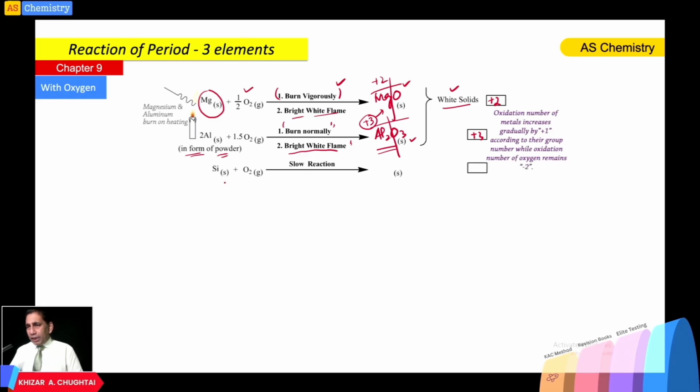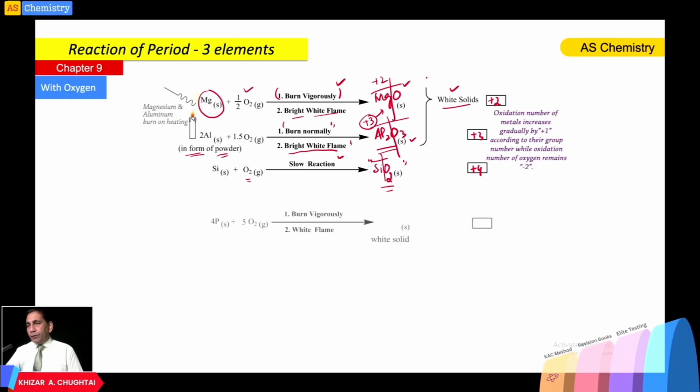Next thing is silicon, a solid. When it is allowed to react with oxygen, it's a very, very slow reaction. And here is silicon dioxide, SiO2, a typical oxide, a macromolecular solid. In this case, silicon is showing a +4 oxidation state. So you have seen that the oxidation state of the period 3 elements is gradually increasing in plus digits as we move from left to right in the period.